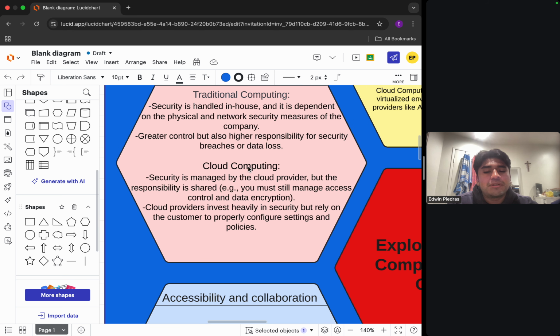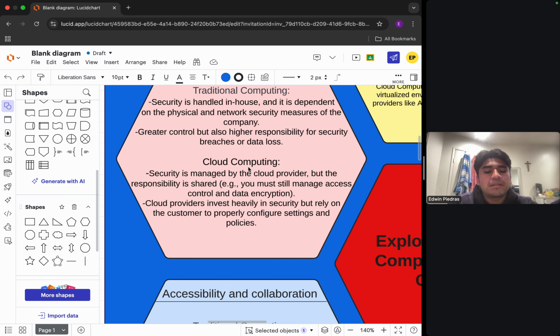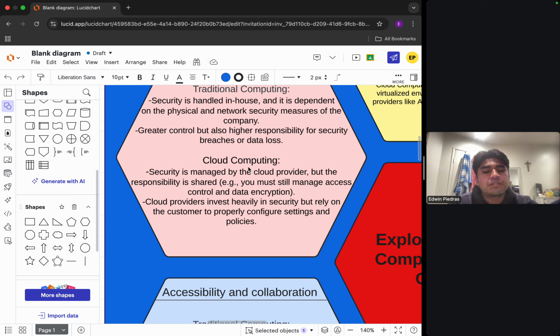While for cloud computing, the security is managed by the cloud provider, and the responsibility is shared between both of them. The cloud providers rely on the customer to properly configure the settings and policies.